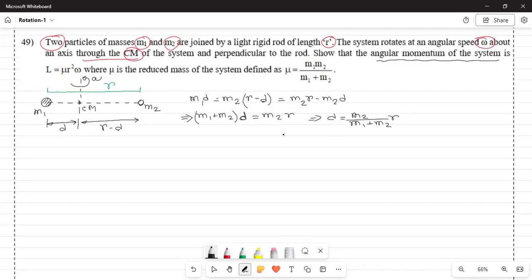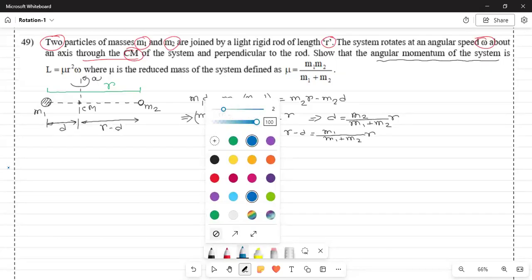Similarly, the other distance we shall also need to know, r minus d. r minus d will be M1 divided by M1 plus M2, times r. We have deduced this value of d, but in fact in your chapter on center of mass, this was used as a standard formula for the distance d of the mass M1 from the center of mass. Now coming to the problem.